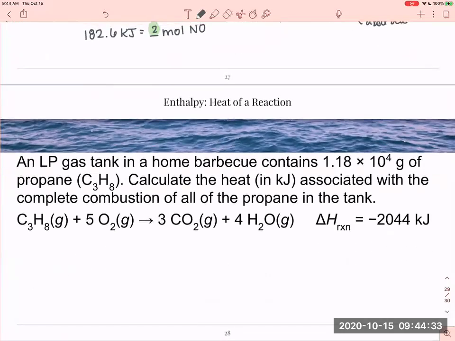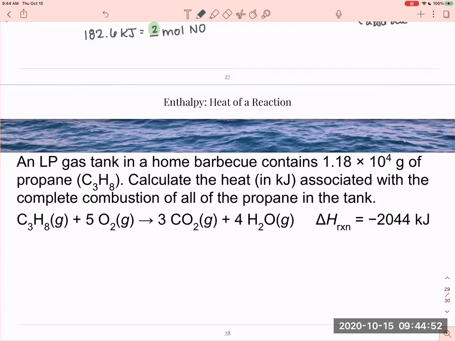So let's give one last practice. So read through this question, go ahead and pause, read through this question, and see if you can come up with an answer. So hopefully you've read through and tried it. If you haven't, go back and do that before you watch me work it.